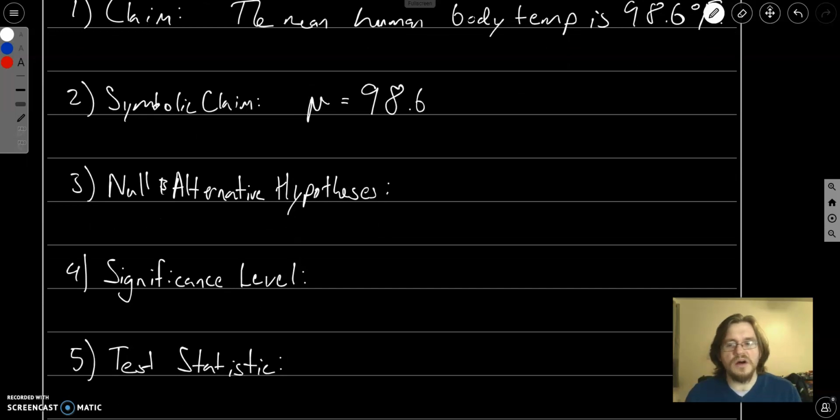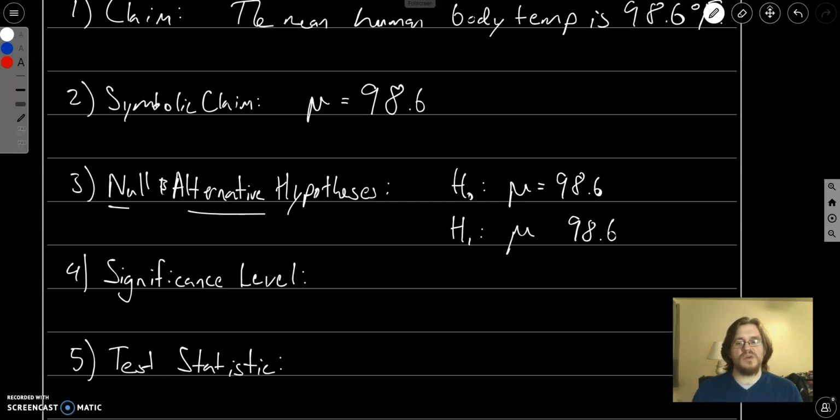We need our null and alternative hypotheses. So the null hypothesis, H naught, is going to be the hypothesis with the equality in there, and the alternative hypothesis is going to be the one without equality. And this one, we are just testing whether or not mu is going to be equal to 98.6. So the alternative hypothesis here is going to be that mu is just simply not equal to 98.6.